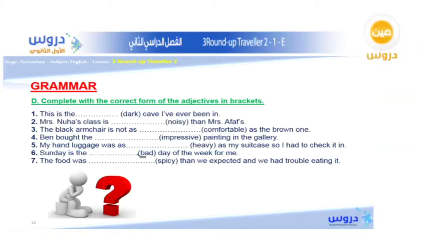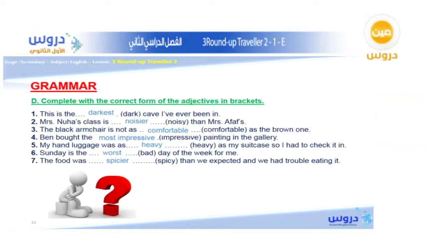This is what? An irregular adjective: of the week for me. The food was spicier than we expected, so we had trouble eating it. So these are the answers.